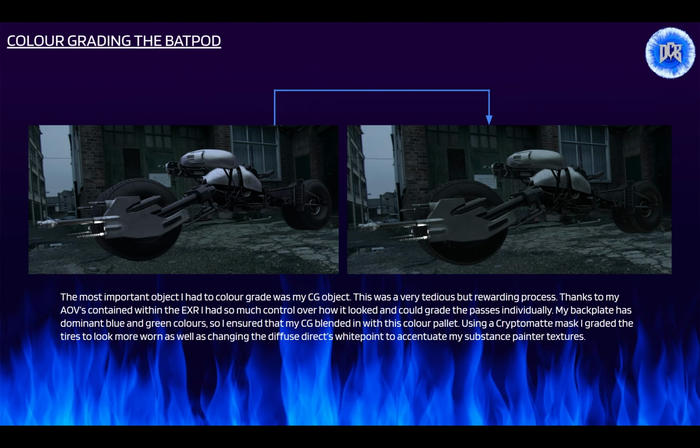The most important object I had to color grade was my CG object. This was a very tedious but rewarding process. Thanks to my AOVs contained within the EXR, I had so much control over how it looked and could grade the passes individually. My backplate has dominant blue and green colors, so I ensured that my CG blended in with this color palette. Using a cryptomatte mask, I graded the tires to look more worn, as well as changing the diffuse direct's white point to accentuate my Substance Painter textures.